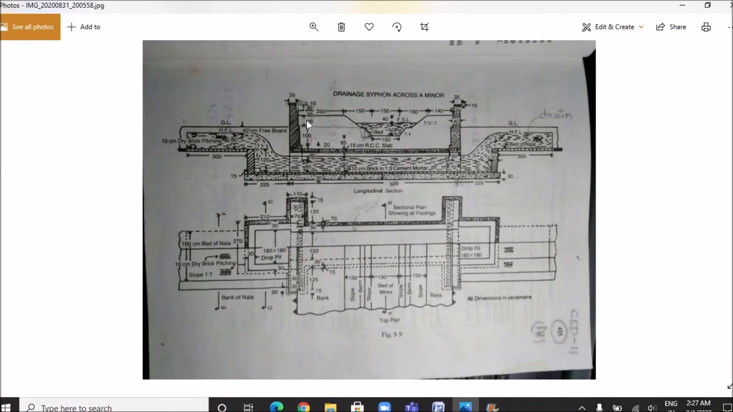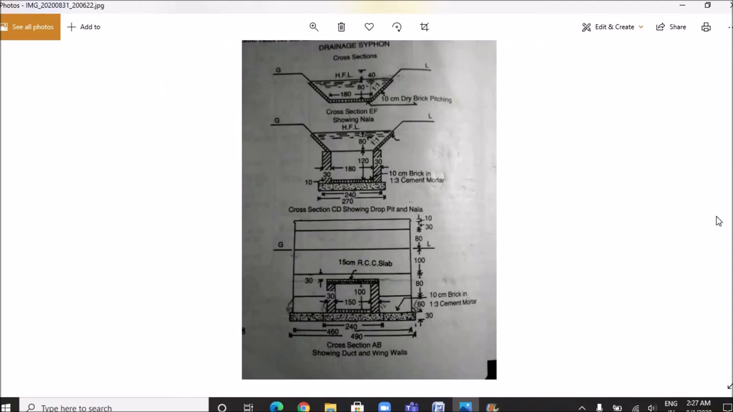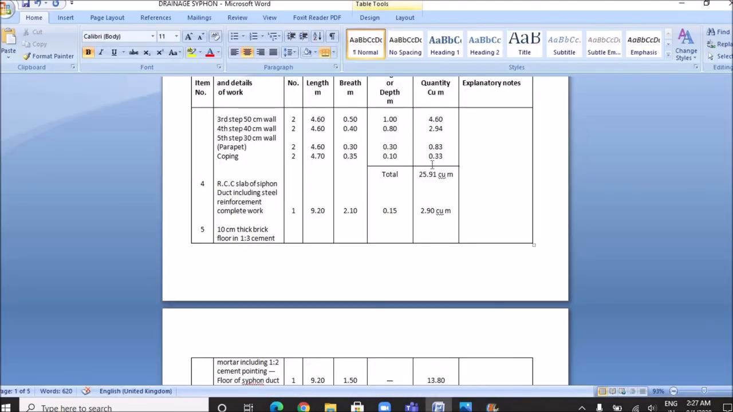As you see the longitudinal section, you will be more clear. The projection is 5 centimeter over here, because here the coping is provided with a breadth of 35 centimeter and below which the parapet breadth is 30 centimeter. So the length of the coping will be 4.7 meter. The breadth is 0.35 meter or 35 centimeter and its height is 10 centimeter. And the quantity is calculated as 0.33 cubic meter. And the total quantity involved in first class brickwork is 25.91 cubic meter.